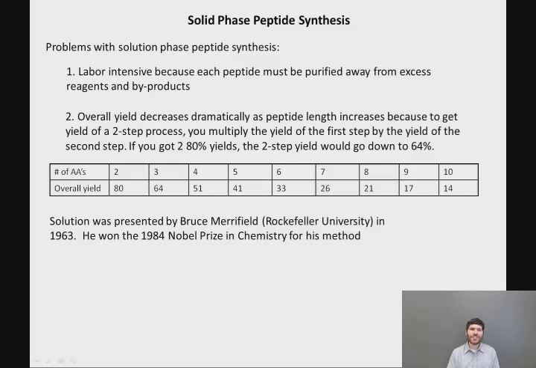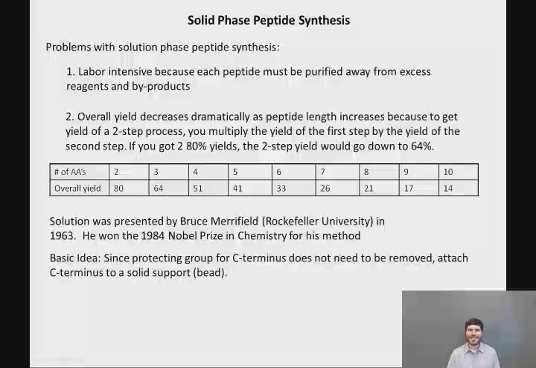So the solution to this whole process was presented by a chemist named Bruce Merrifield, who worked at Rockefeller University in New York City back in 1963. He worked on this process for 4 years and published the important paper on it in 1963 that still remains one of the most cited papers in all of chemistry. And he won the 1984 Nobel Prize in Chemistry for developing this method.